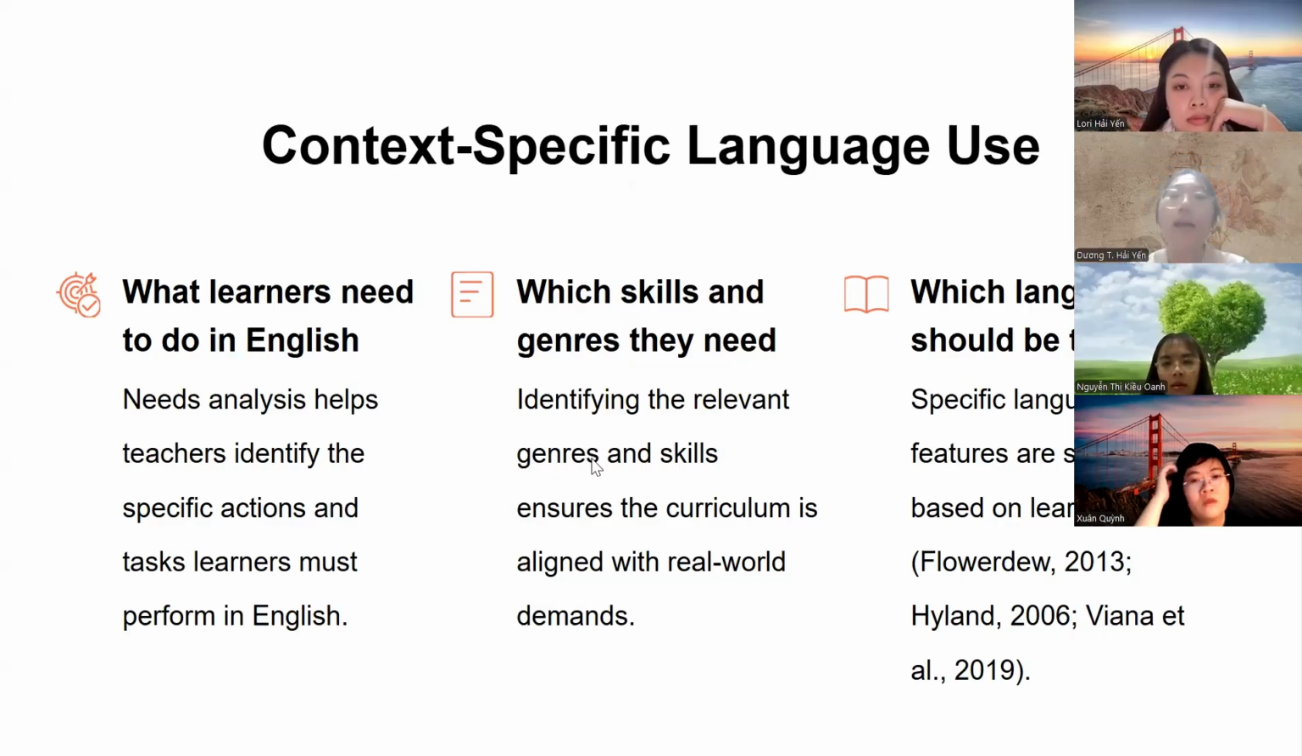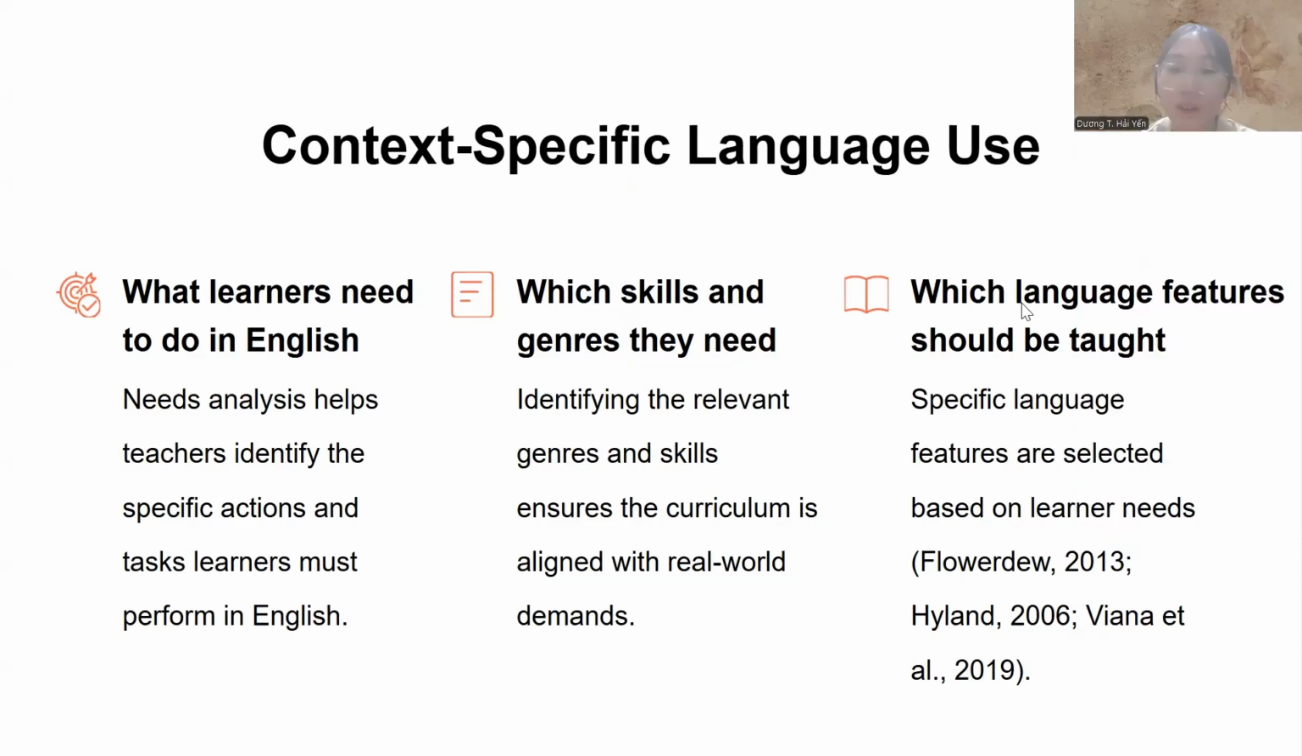Second, it helps identify which skills they generally need. For instance, some learners may need speaking skills, while others may need reading or writing skills. And the last one, it helps teachers decide what language features should be taught. So in ESP, language is always selected based on real needs, not general assumptions.